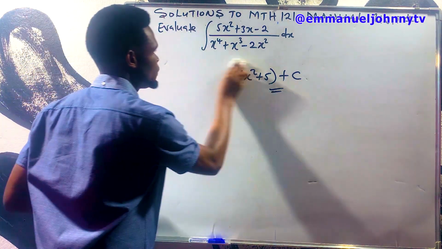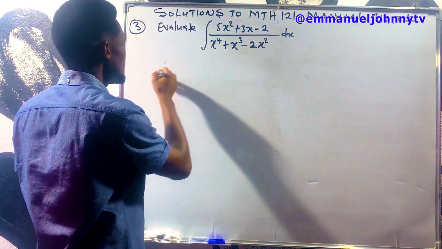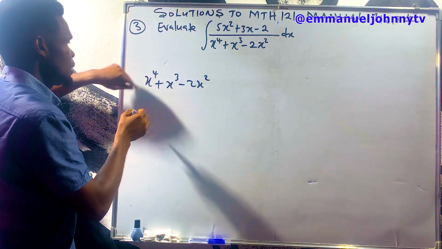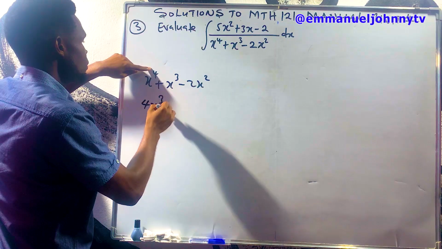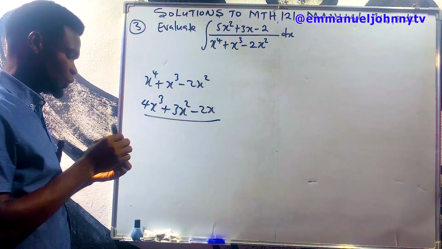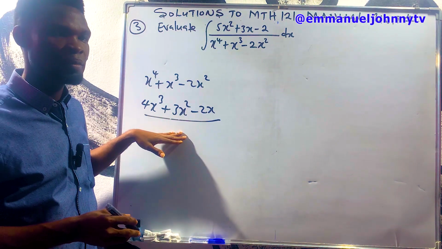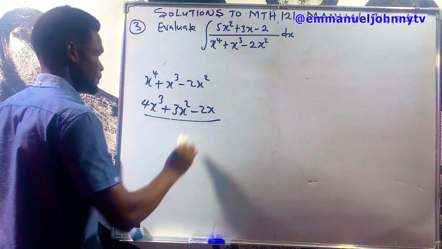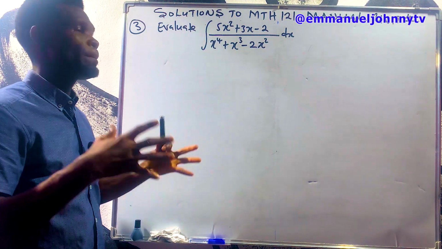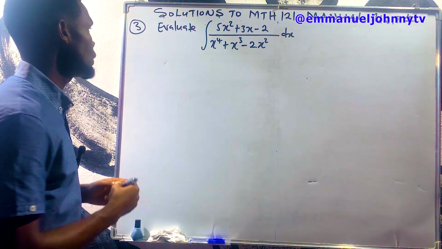Apply that same principle. Let's differentiate what is at the denominator. So the denominator is x raised to the power 4 plus x cubed minus 2x squared. Let's differentiate. The derivative of x raised to the power 4 is 4x cubed, plus 3x squared, minus 4x. After differentiating the denominator, look at the numerator. Does it give us the same answer? No. Then at that point, you now resort to integrating this function by partial fractions. So how do we apply partial fractions? That's what we want to look at now.